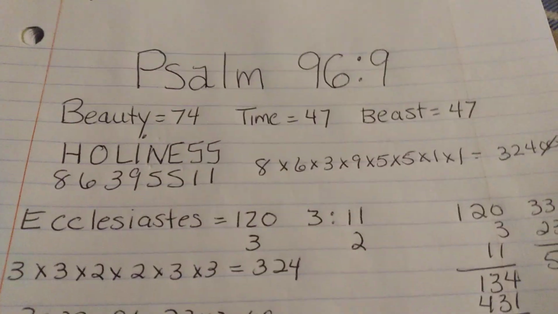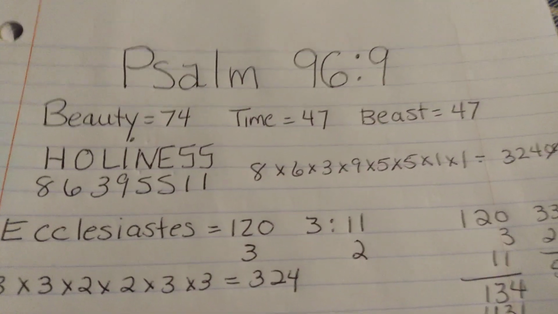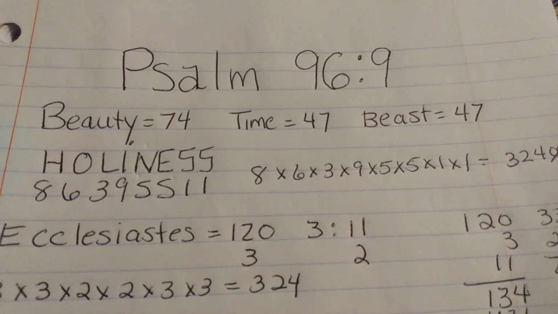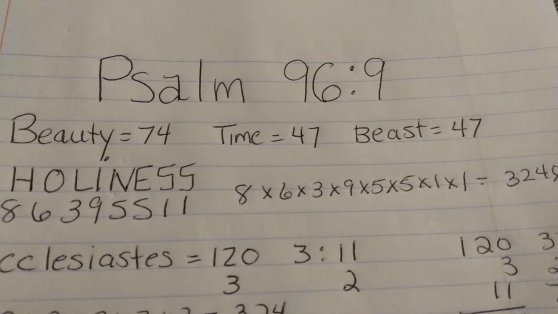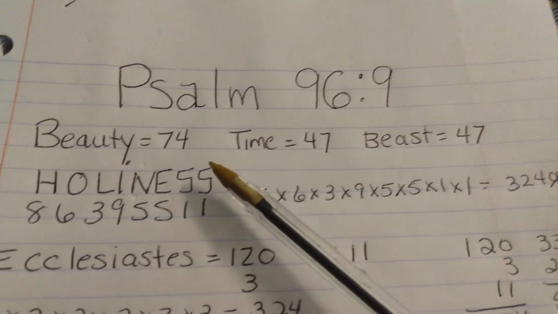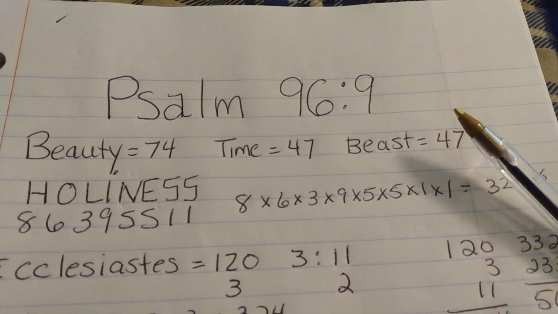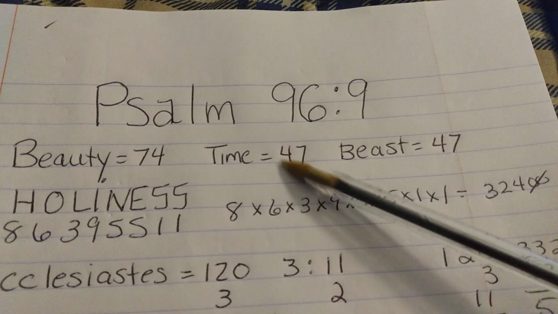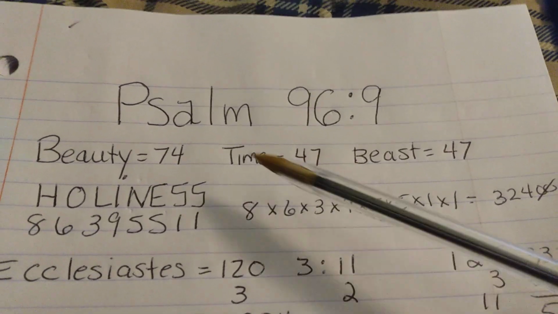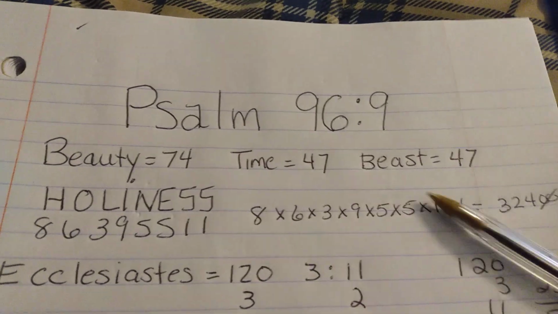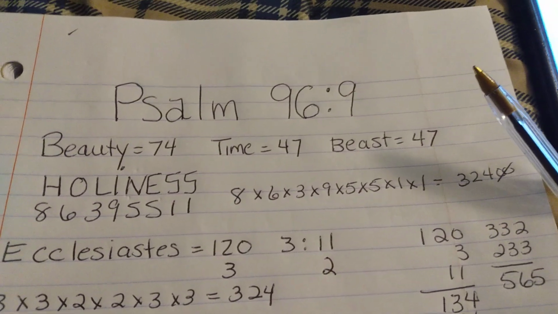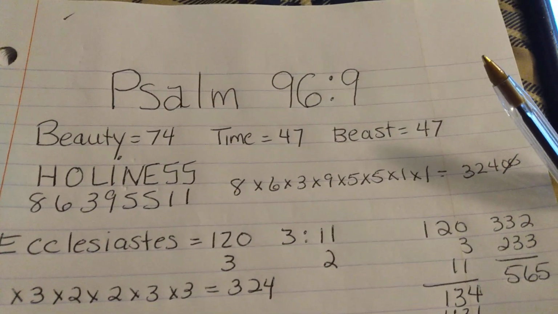So in Ecclesiastes we saw the word beautiful, and in this verse we see the word beauty. And we're probably all familiar with the story Beauty and the Beast, and how the beast was transformed when the beauty loved him. So if you look at the numbers of beauty, it equals 74. Beast equals 47. So beast represents the time, because time equals 47. So it's kind of representing time and anti-time coming together. That's when we're going to be transformed. So I just thought that was interesting.